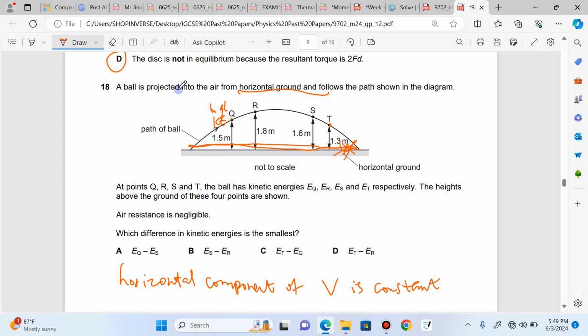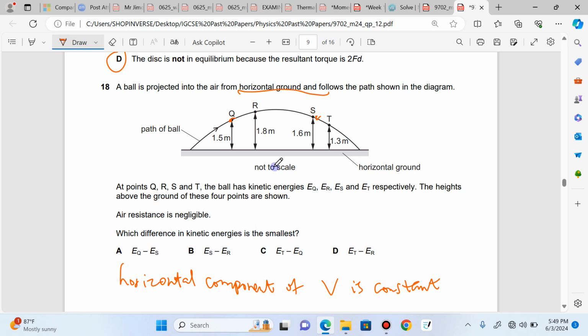So where do we have the highest? Just consider where we have the highest difference in height. Yes, that's the most reasonable point. Okay, so let's see: EQ minus ES, EQ being here, then ES, energy at S. Is it this one? Let's look at the second option. EQ minus ES.